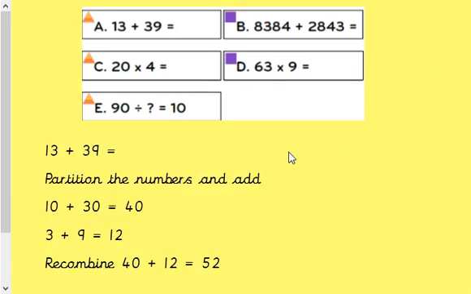Okay, second question we're going to look at is this mental strategy question here, 13 plus 39. If it was me, I would partition the numbers into 13 and 39. I would then add the tens, so 10 plus 30 would be 40, and then 3 plus 9 would be 12. 40 plus 12 would be 52.